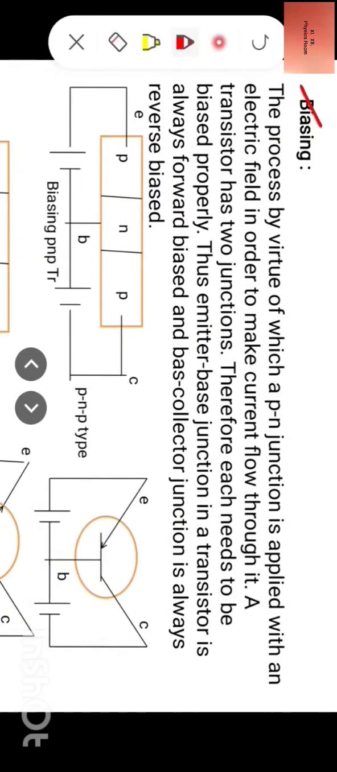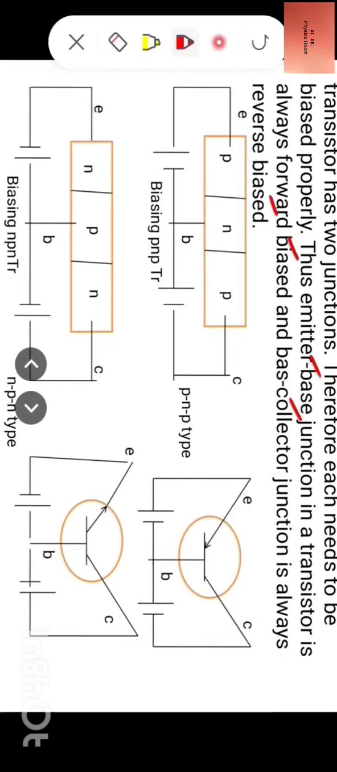Now biasing. What is biasing? It is the process by virtue of which a PN junction is applied with an electric field in order to make current flow through it. A transistor has two junctions. Therefore, each needs to be biased properly. Thus, emitter base junction in a transistor is always forward biased and base collector junction is always reverse biased.